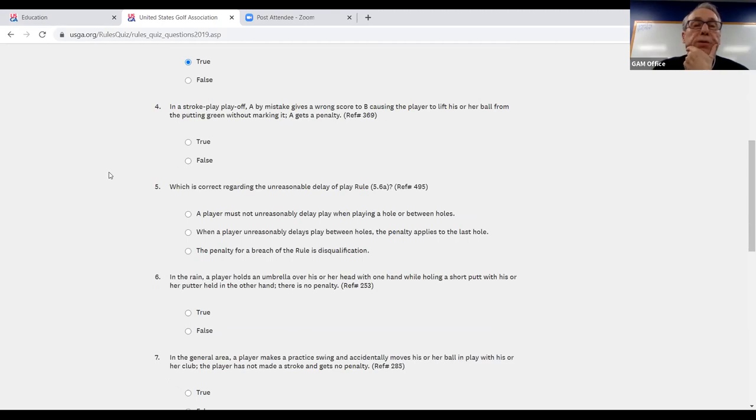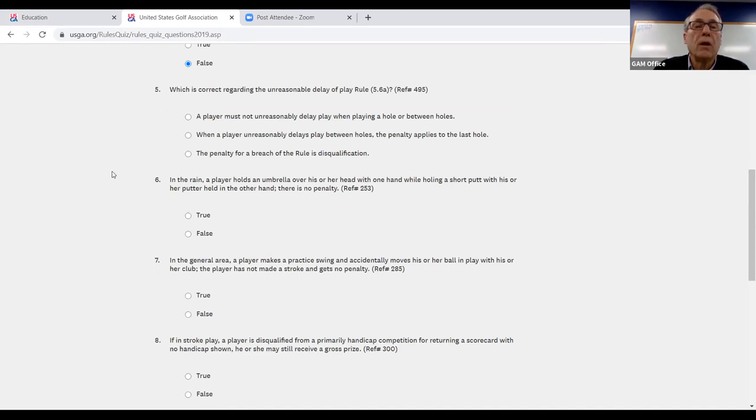Number four, in stroke play, player A, by mistake, gives a wrong score to B, causing the player to lift his or her ball from the putting green without marking it. A gets a penalty. True or false? False. He makes a mistake. He gives the wrong score. False. Anybody say true? Nope. Okay, we're going with false.